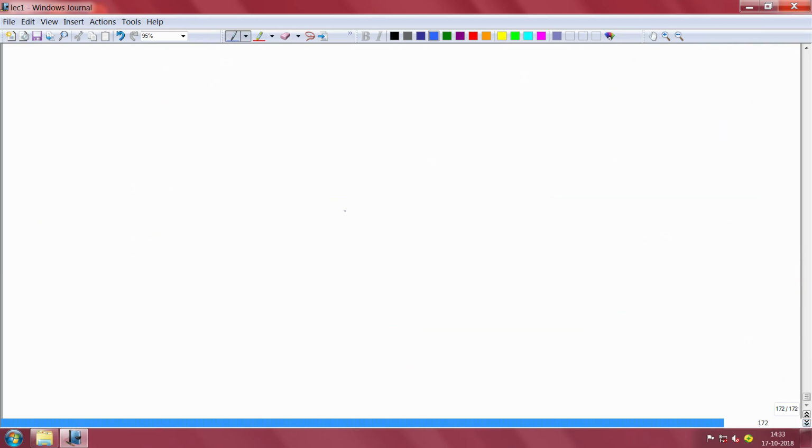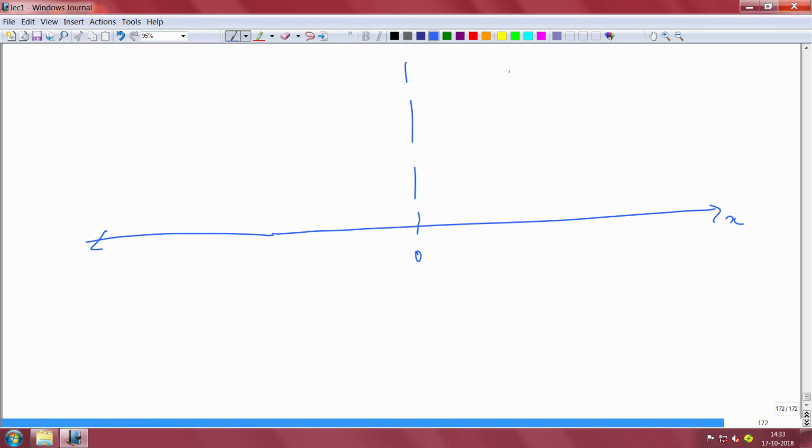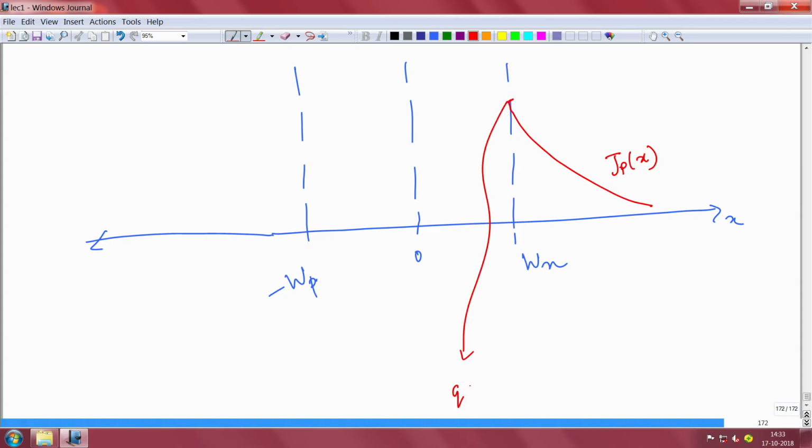So, I will again plot it here. So, this is your x, okay. This is your 0, this is your Wn, this is minus Wp. So, what is happening is that your hole current is now diffusing like that, right. This is your Jp(x), the hole diffusion current, and this value I told you is q Dp by Lp Pn0 e to the power qVa, the applied voltage, by kT minus 1, okay, that is the value.